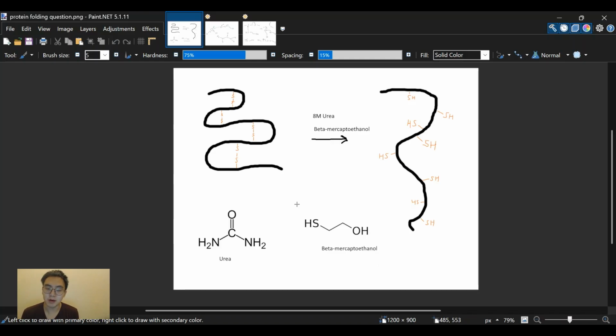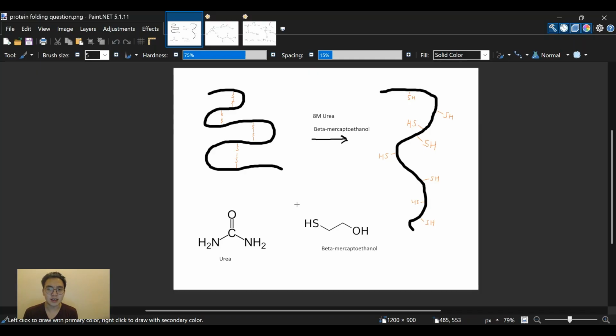But the covalent bonds, they are very strong. How would they be disrupted? If your guess was beta-mercaptoethanol is the thing that breaks covalent bonds, then you'd be correct. There's a few clues as to why.